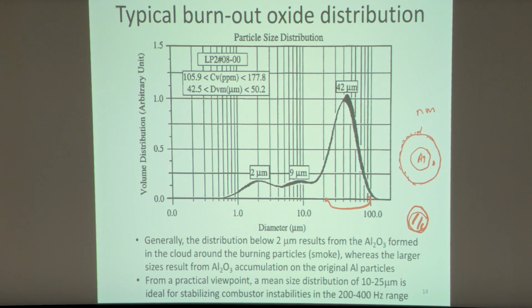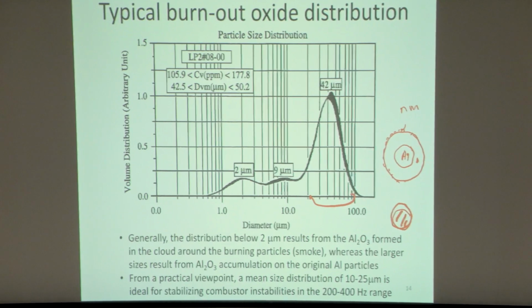So you can see at the last comment here, from a practical viewpoint, a mean size distribution of 10 to 25 micron is ideal for stabilizing combustor instabilities in the 200 to 400 hertz range. So that's sort of the medium frequency range, not the real high buzz frequency where you'd want maybe 2 micron and less.